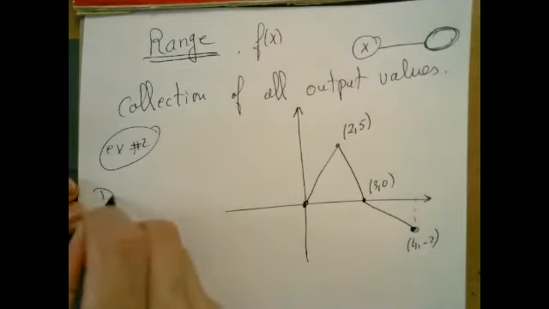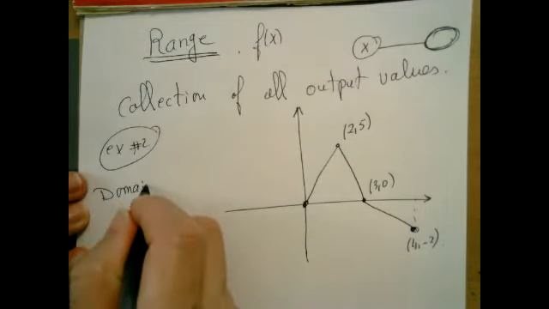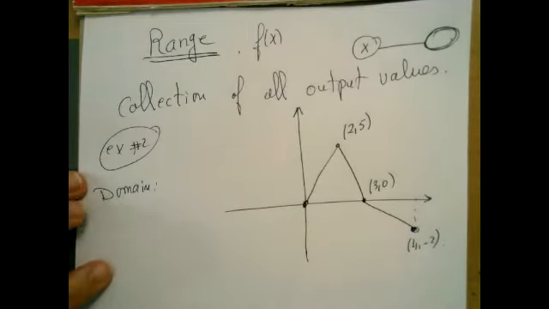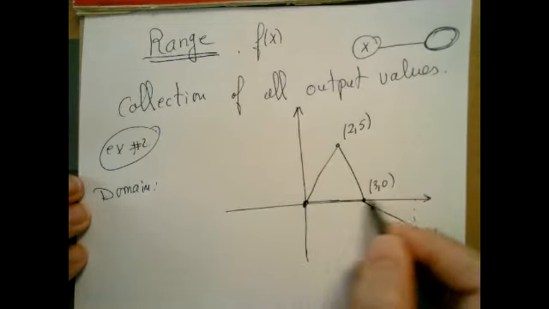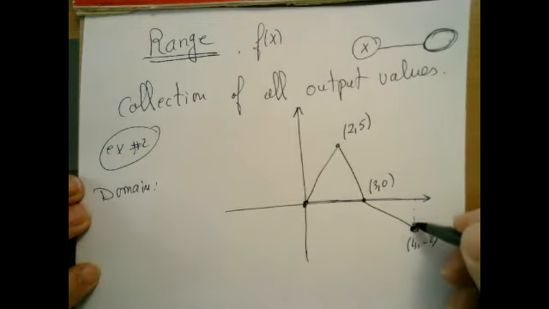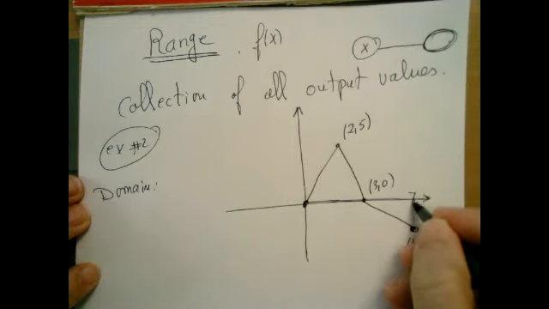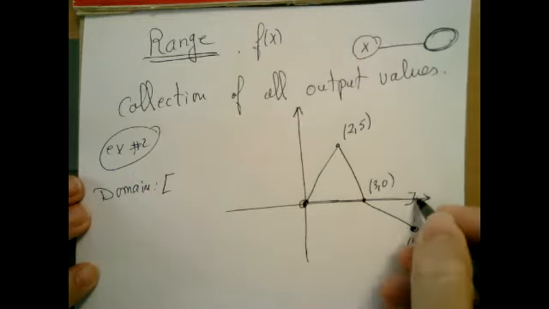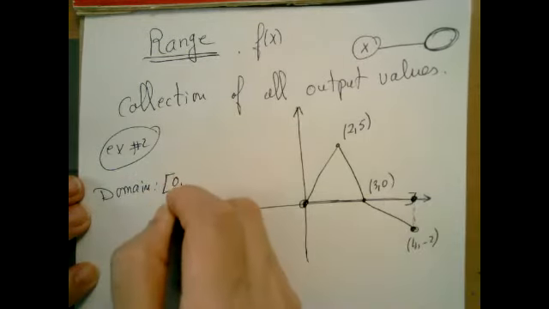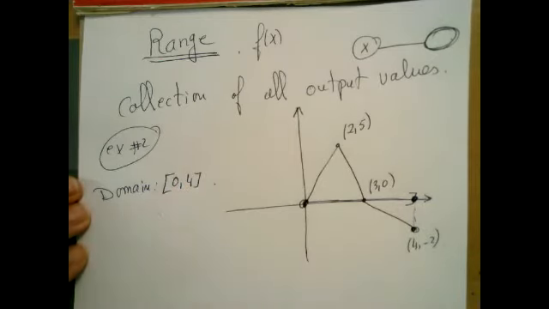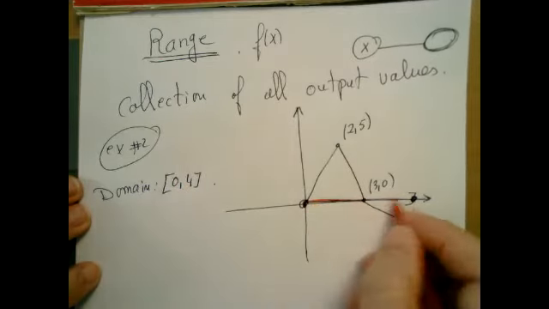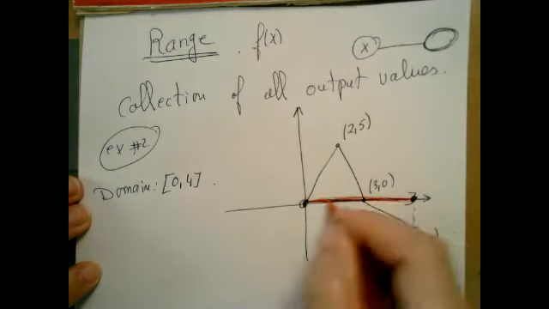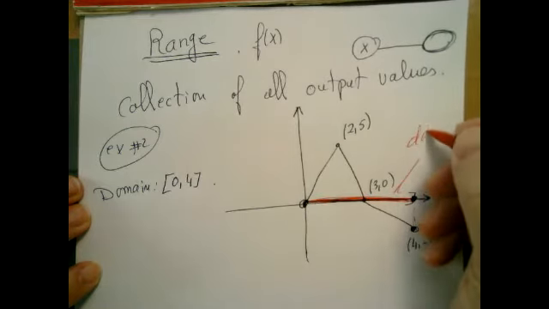First, what's the domain here? We've done this several times, but I need to contrast domain and range. The domain are the input values that yield an output. So in my scenario here, this point is 4, and this is included, and this is included. So my domain is 0 to 4. The x values, that's the domain right there.